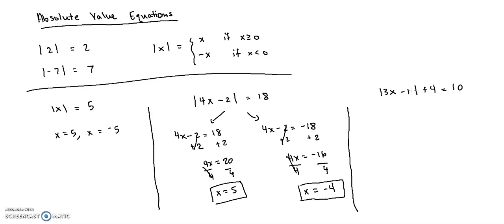So what I need to do is get the absolute value by itself so that I can break it up. So my first step is to subtract 4. And I get the absolute value of 3x minus 1 equals 6.